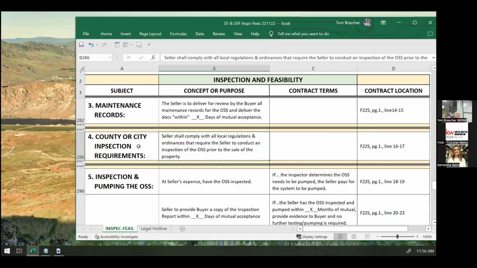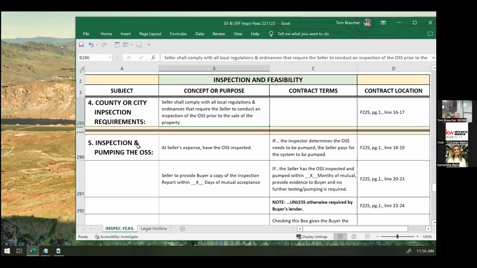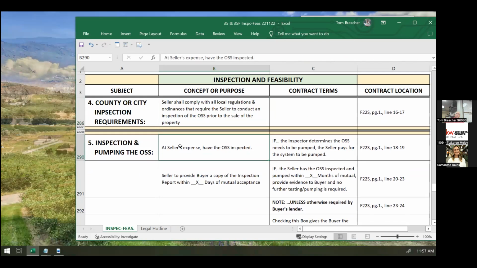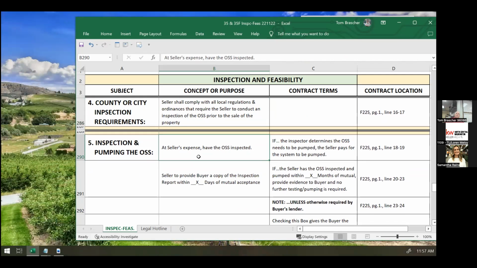And when it comes to the inspection, one of the things that's different here is that the seller is responsible for payment. And the way the contract is written, if the OSS needs to be pumped and paid for, the seller is up for doing that.